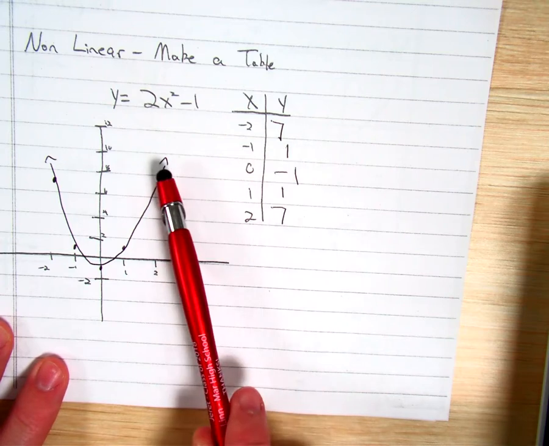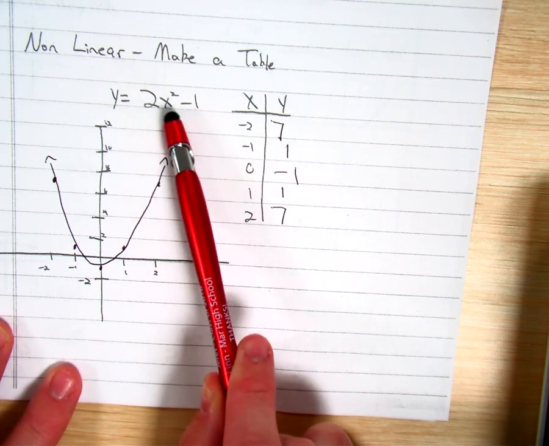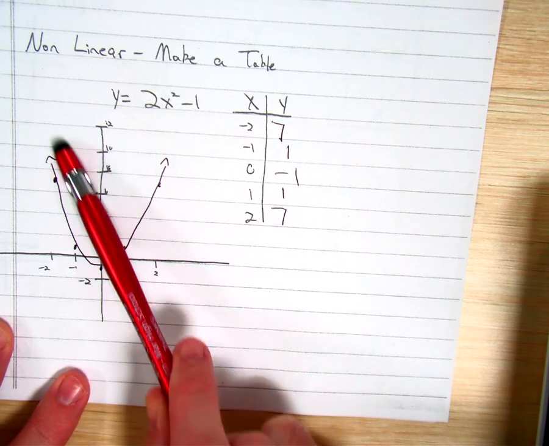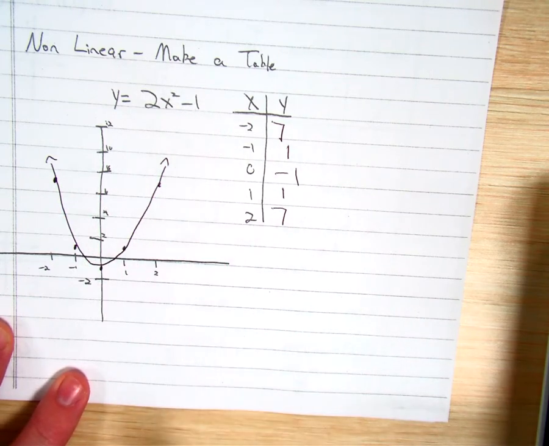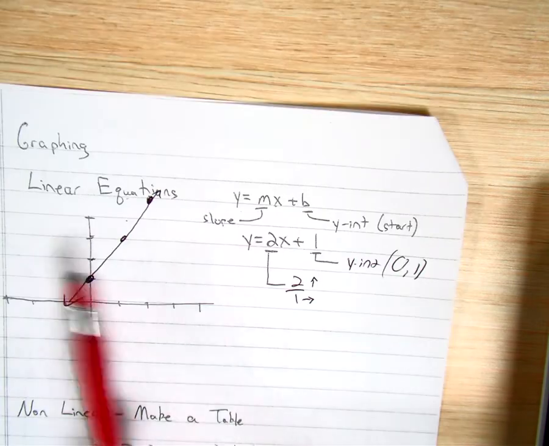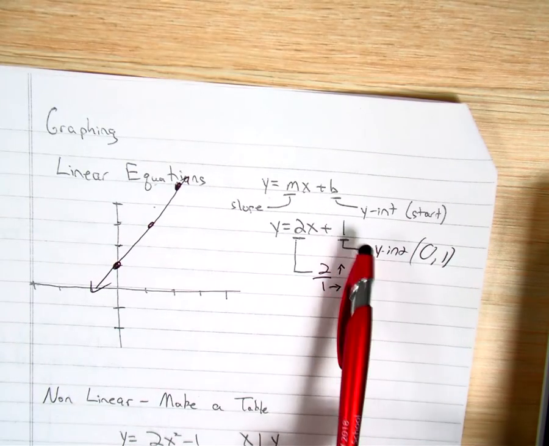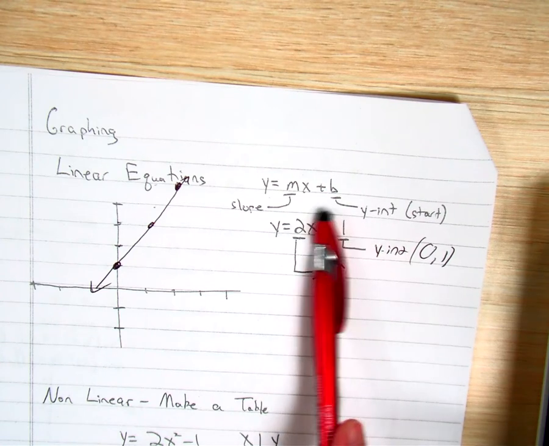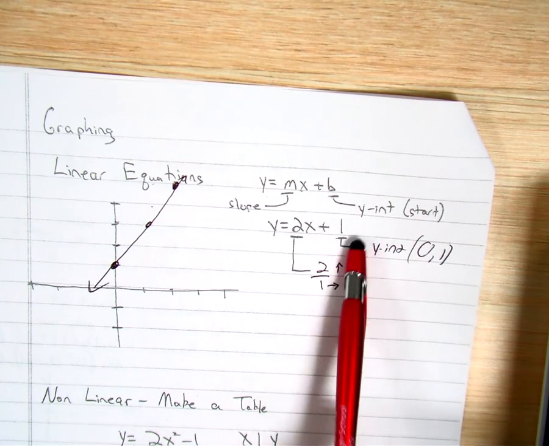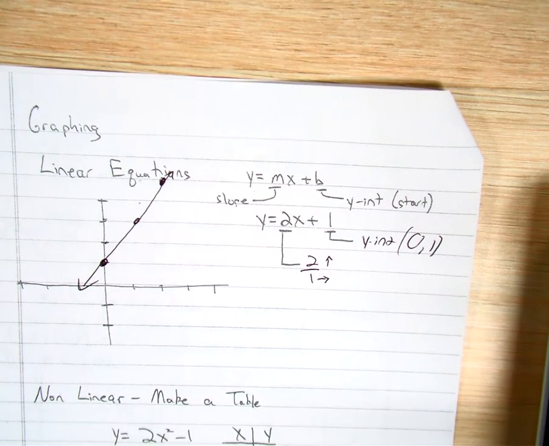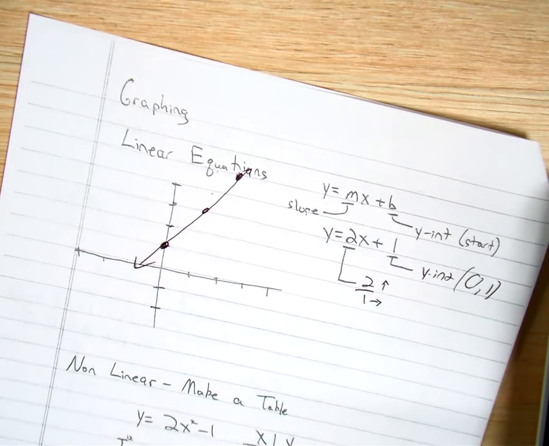So for nonlinear, make a table. Nonlinear meaning your x is going to have an exponent on it. Okay? It's going to be x squared. You might get an x to the third. It's going to be a curved graph. You need to make a table. Linear, you should be pretty good at those. Okay, get it into this form, y equals mx plus b. Start on your y-intercept and follow your slope and draw your line.